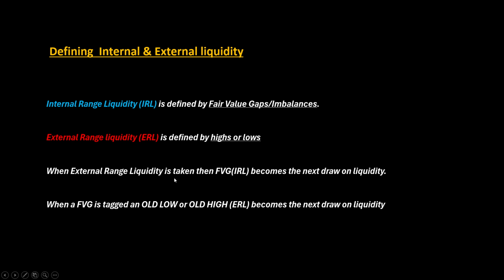When external range liquidity is taken, then fair value gap internal becomes the next draw on liquidity. Okay, so whenever you will see market is grabbing old high, old low, जो फिर हम लोग का फेयर वैल्यू गैप होगा ना, मार्केट उसके साइड ड्रॉ करेगा, उसके साइड basically trade करेगा. I'll show you example also, but just keep in mind this 2 points. And the second point is when fair value gap is stacked, जब हम लोग imbalance या fair value gap fill कर लेंगे, तो what we will target, old low or old high, and that is going to be our external target. Okay, so let me show you some illustration first of all.